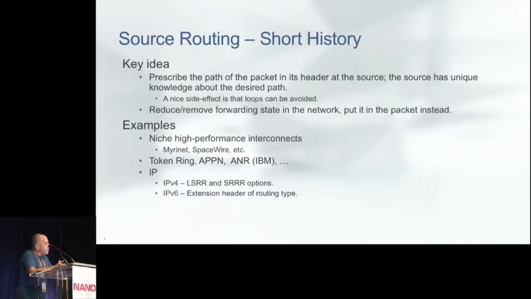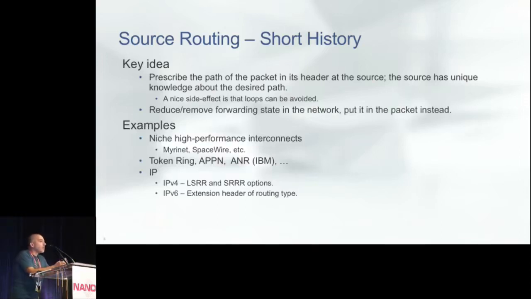A few historical examples. If you come from a high-performance compute environment, there are all these exotic interconnects there, SpaceWire, Internet, they all use source routing technology in their forwarding. Those of you that are of a certain age will probably remember token ring and APPN and all these other technologies that also use source routing in their core.